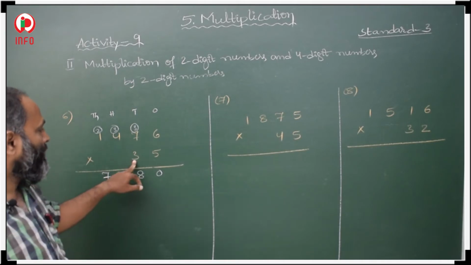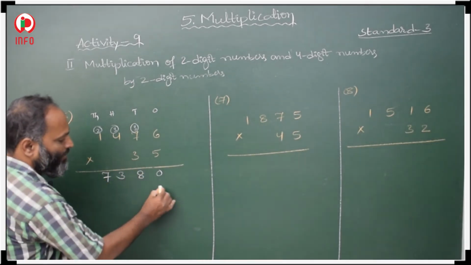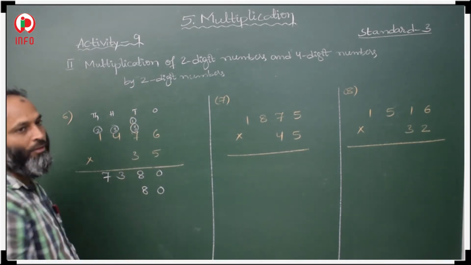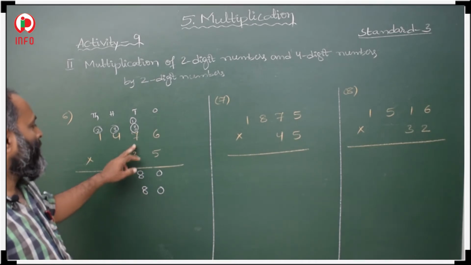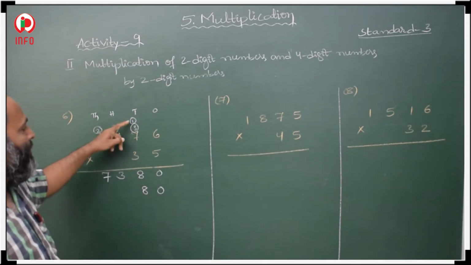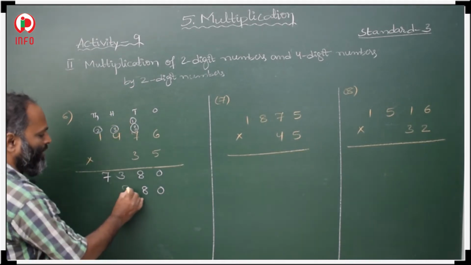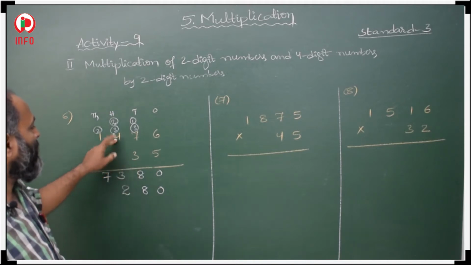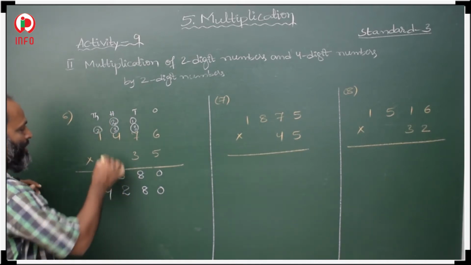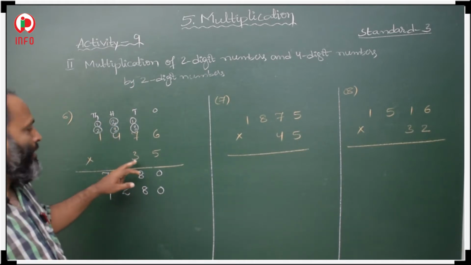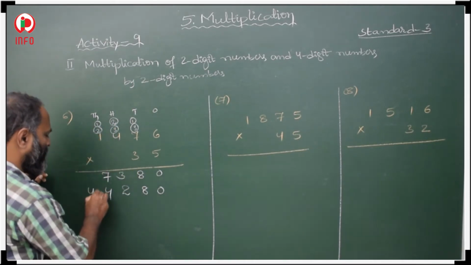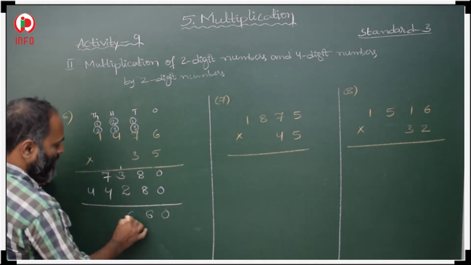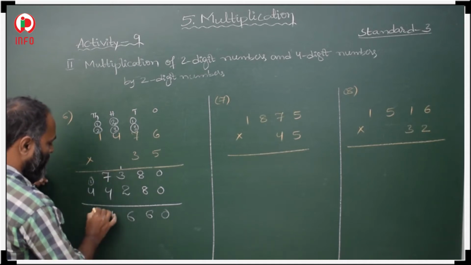Now with 3. 3 is in tens place. First we keep 0, then we start. 3 sixes are 18. 8 here and 1 carried over to tens place. 3 sevens are 21. 21 plus 1, 22. 2 in hundreds place and carry over to thousands place. 3 fours are 12, 13, 14. 4 in thousands place, carry over to thousands place. 3 ones are 3, 3 plus 1, 4. Now add: 0, 8 plus 8, 16, 1 carried, 6, 11 and 5.